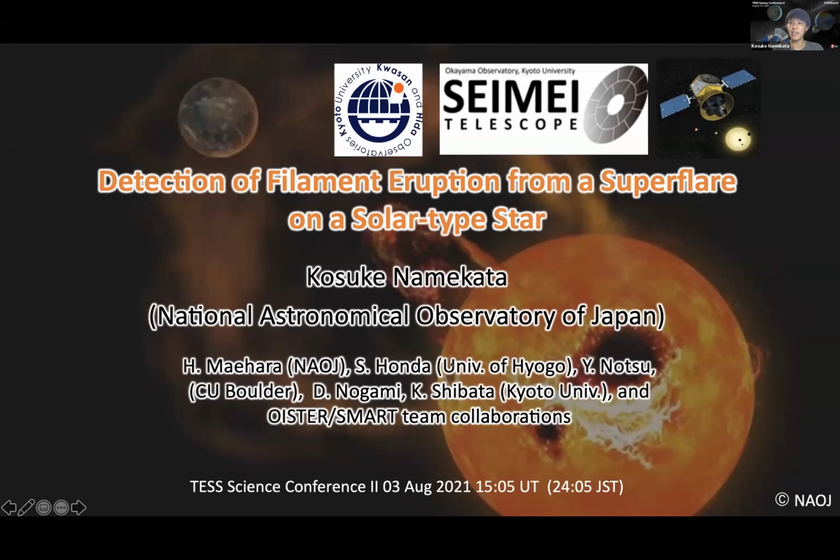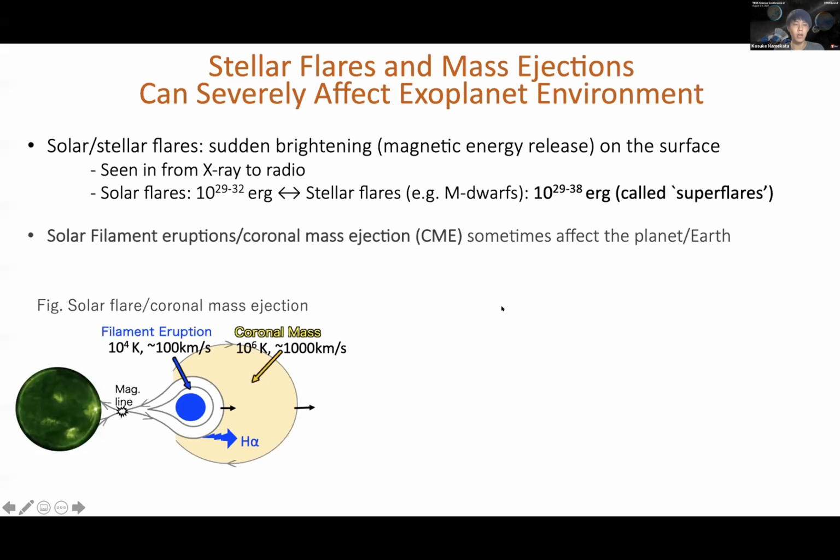It's midnight in Japan. My name is Kosuke Namekata. I'm a postdoc at the National Astronomical Observatory of Japan. First of all, I'd like to thank the organizers for giving me a chance to talk in this session. Today, I will talk about our study, the detection of a filament eruption from a superflare on a solar type star.